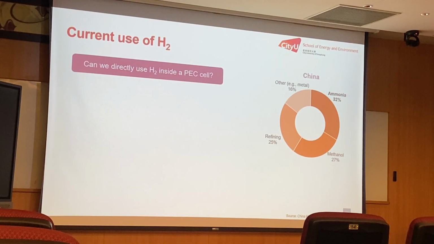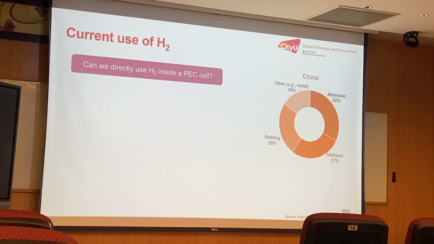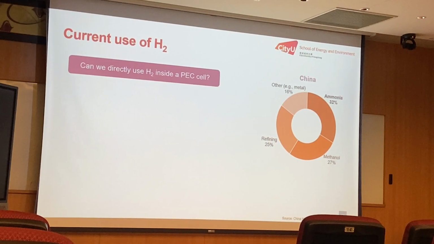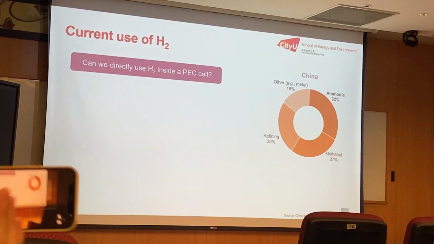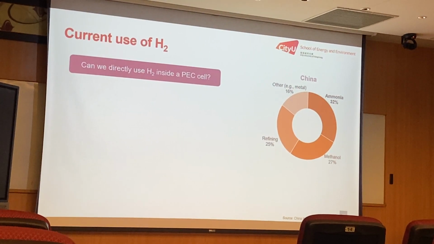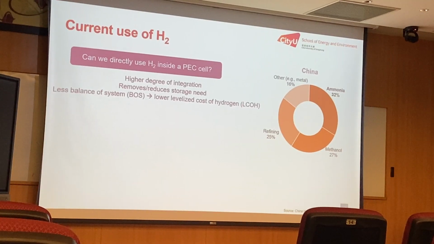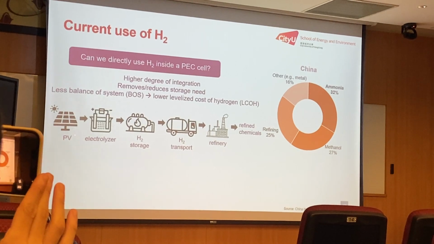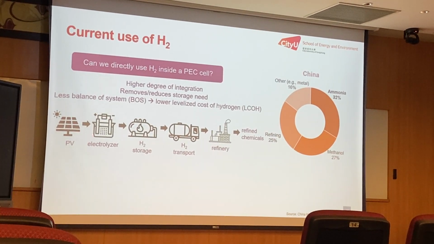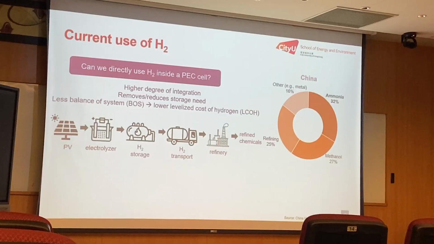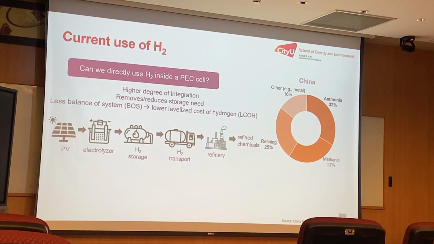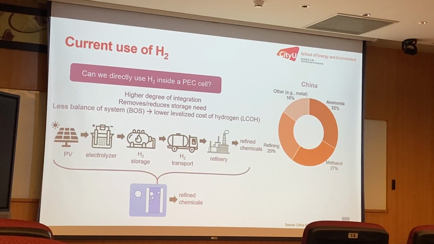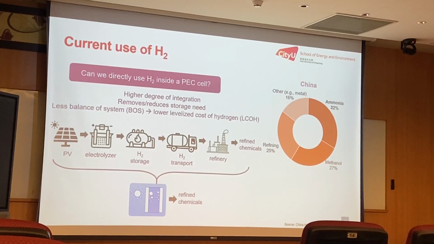So the question is, what if we increase the integration even further, and why don't we bring the applications of hydrogen into the photoelectrochemical cell? Instead of having to make the hydrogen and then later send it for its use, why don't we bring the hydrogen applications inside the PEC cell? For example, if you want to make refined chemicals from green hydrogen from sunlight, you can think about having photovoltaic with electrolyzer, store the hydrogen, transport it to a refinery, and make the refined chemicals. But if we can bring these refinery applications into the photoelectrochemical cell, then we can just collapse it into one step, right? Or at least that's the idea.